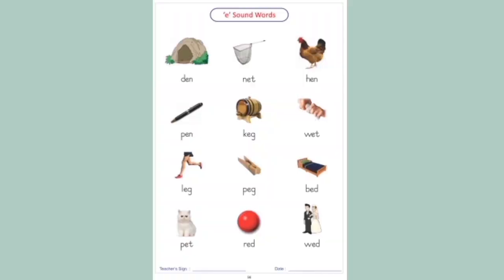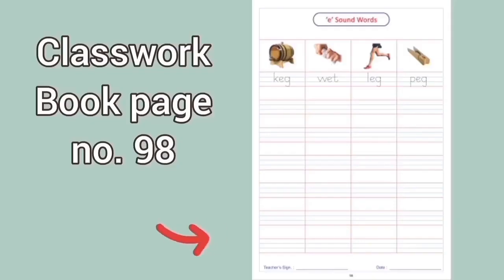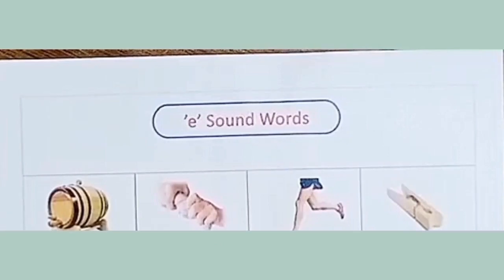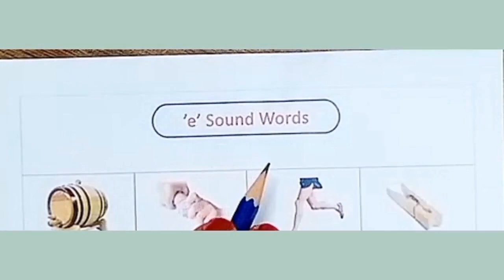These are all E sound words. We will write E sound words in our English classwork book. Today we have to write English classwork book page number 98. So let's start. E sound words. E says e. But first we have to write today's date.